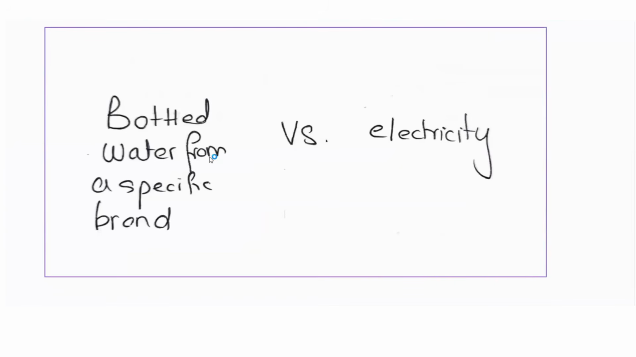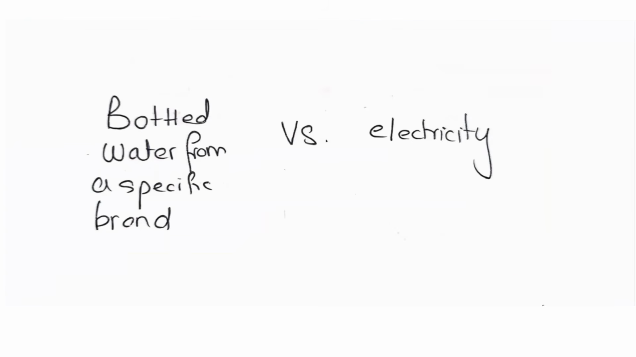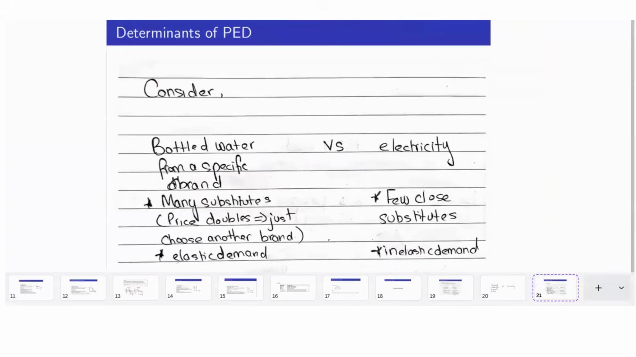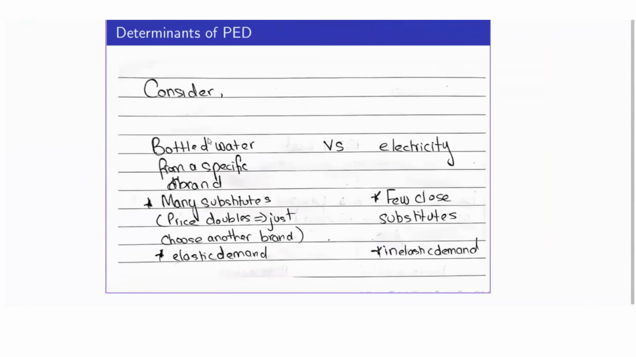If you consider an example, let's say we have bottled water from a specific brand versus electricity. If we consider bottled water from a specific brand, there are many substitutes. So in this case, if price were to increase, you could just switch to another brand. So you will have elastic demand. Quantity demanded will stretch by a lot when price changes. Demand is elastic because there are a lot of options to choose from, so you can easily switch.